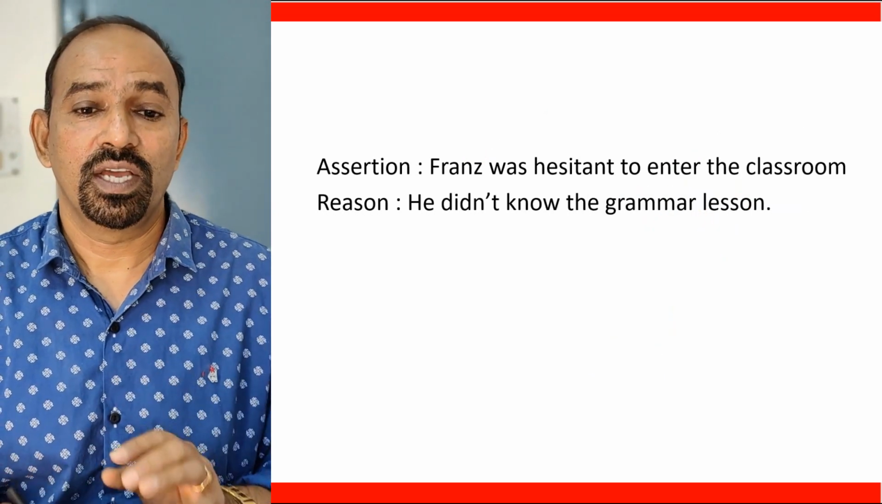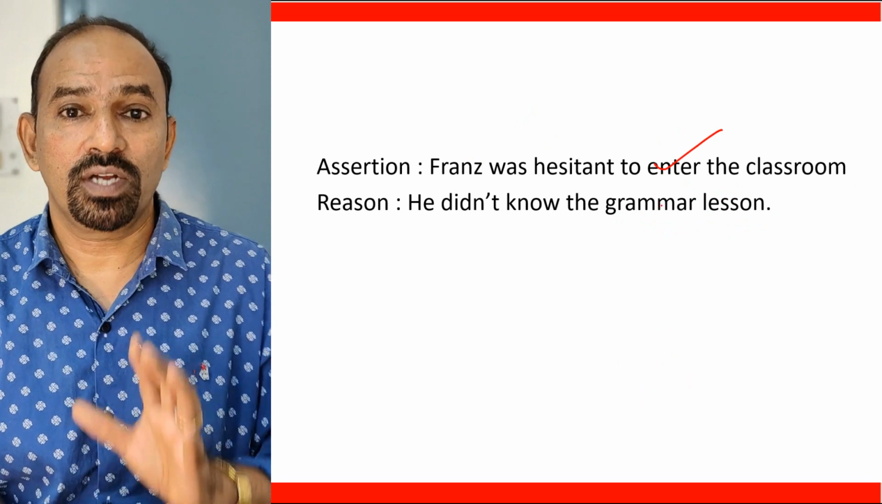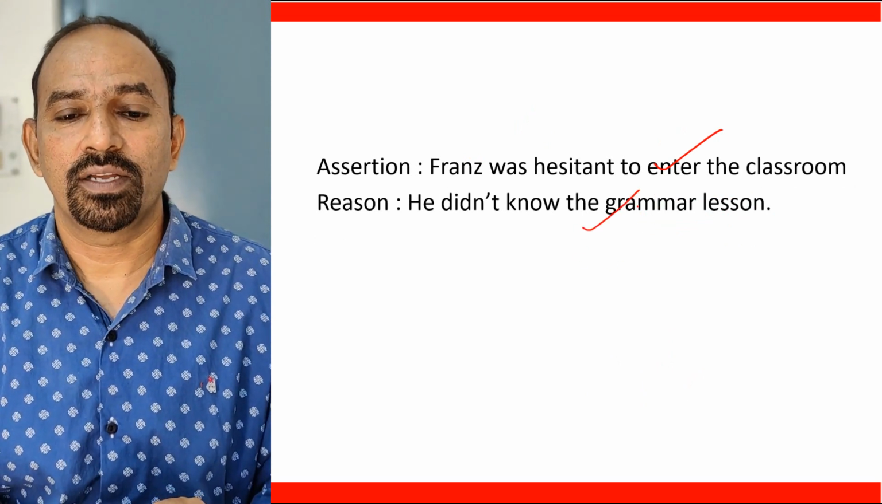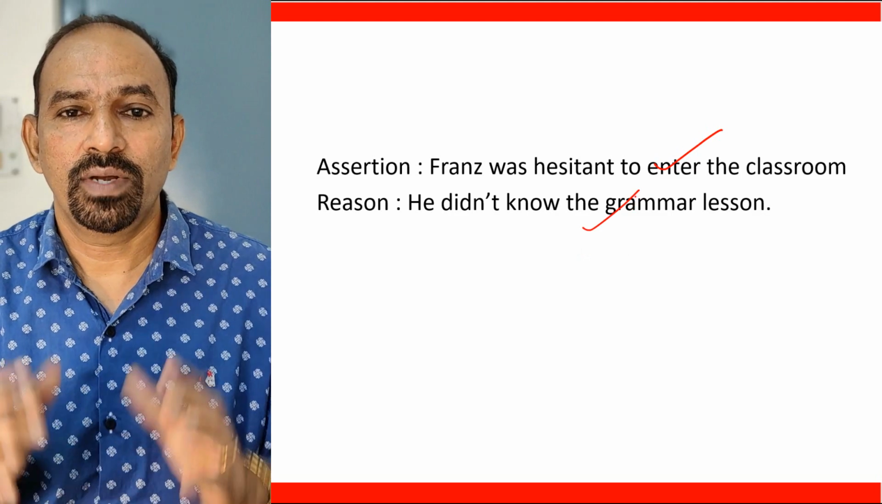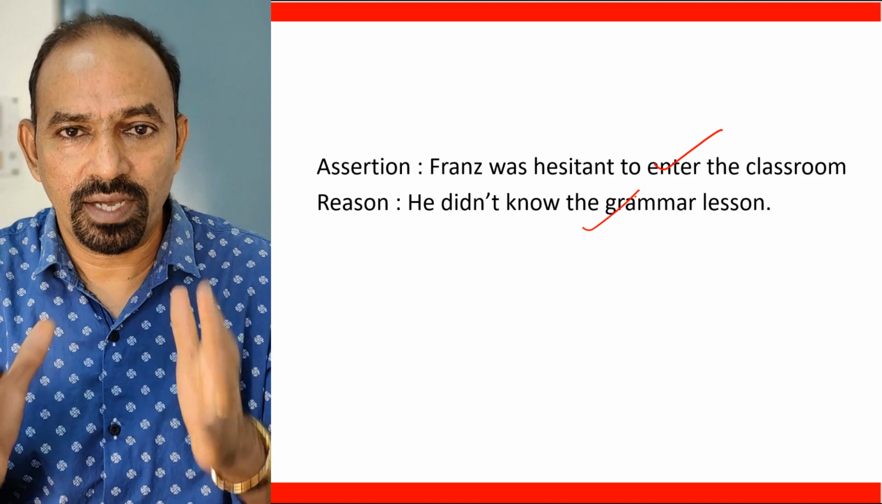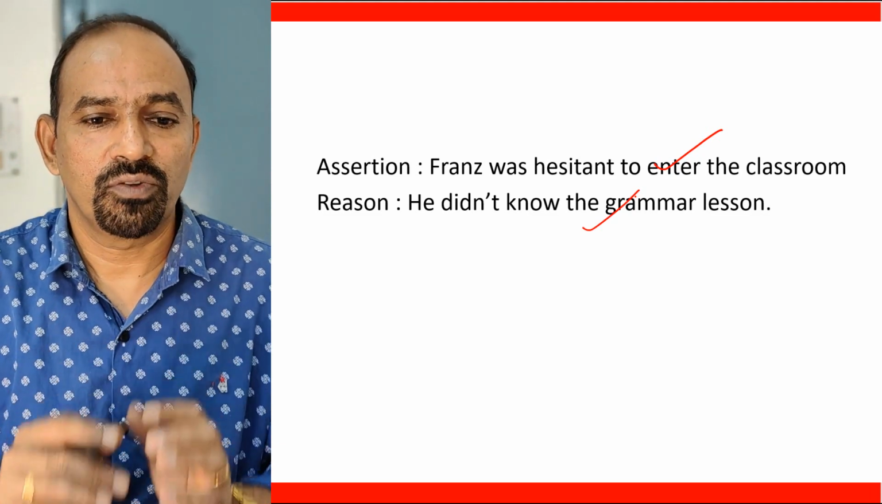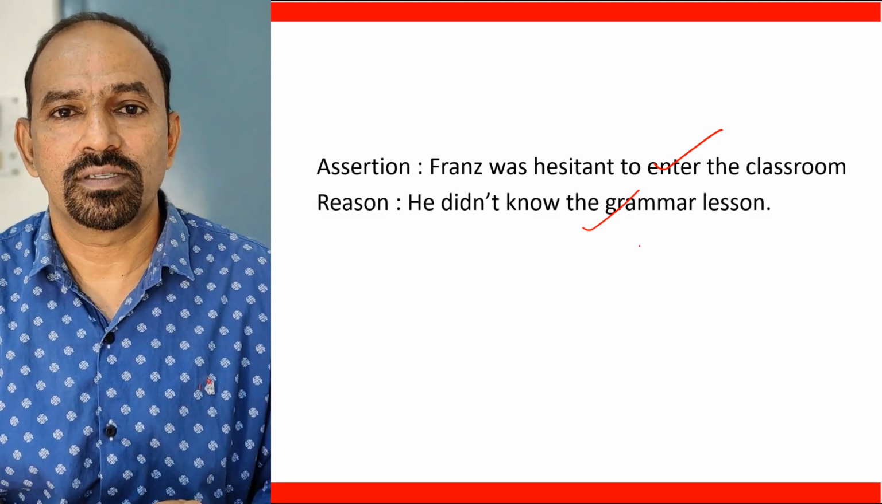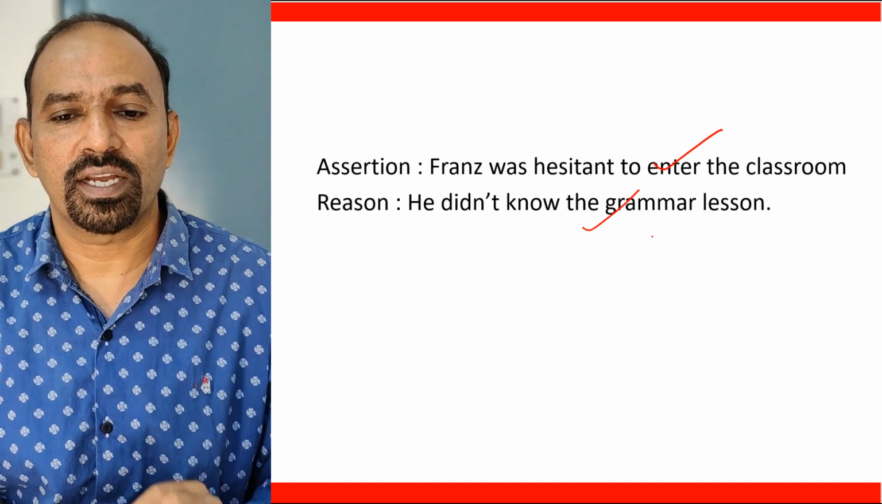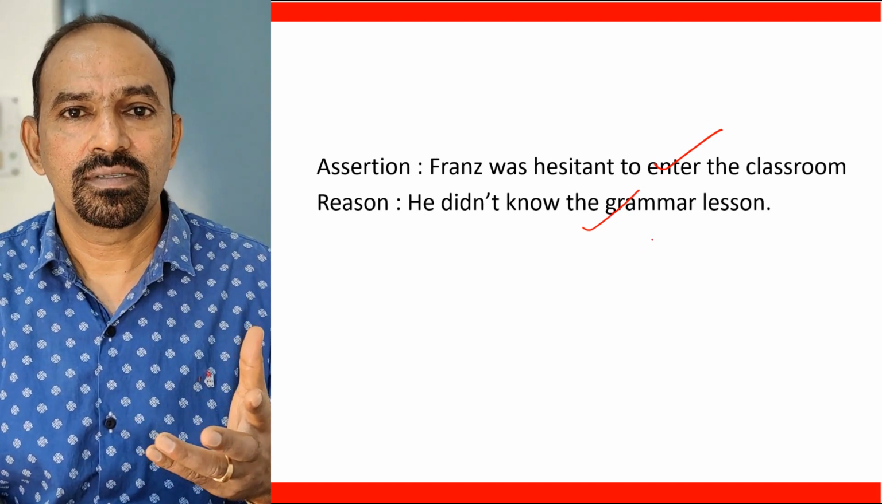Come to the next question. Franz was hesitant to enter the classroom. Reason: he didn't know the grammar lesson. Here the assertion we kept the same, but look at the reason. He didn't know the grammar lesson. That's why he hesitated to enter the classroom. Is this the reason? No.